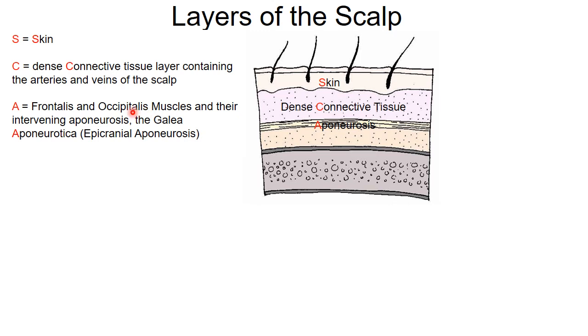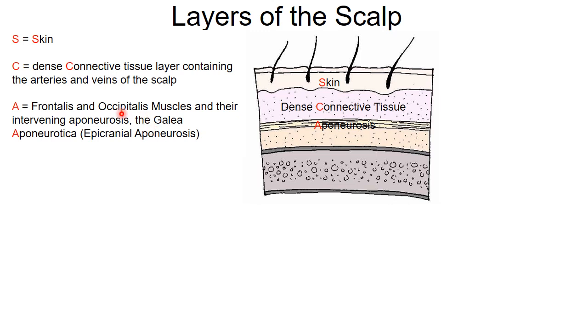And then there's an intervening aponeurosis that connects those two muscles together, called the Galea aponeurotica, or the epicranial aponeurosis. Galea is a helmet. So Galea aponeurotica means a helmet of aponeurosis, basically, or you can call it epicranial aponeurosis, which literally means aponeurosis on top of the head. But the whole idea is that you have two muscles here that are connected together by an intervening aponeurosis.